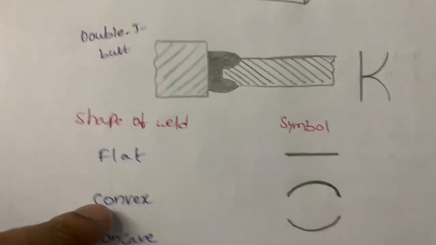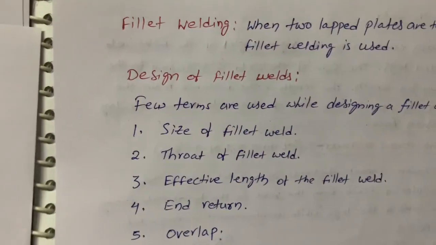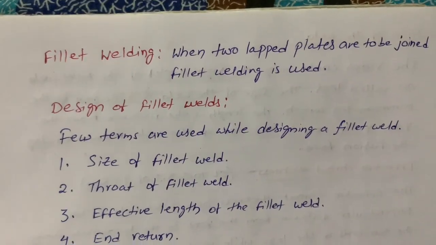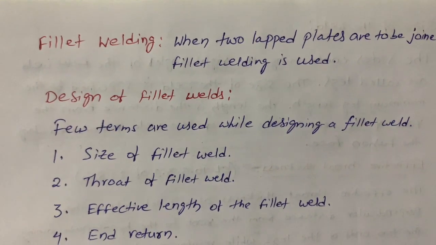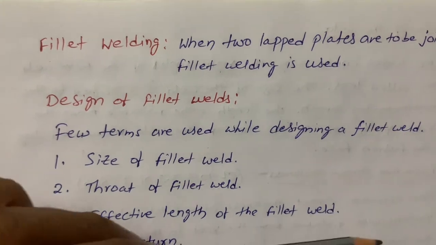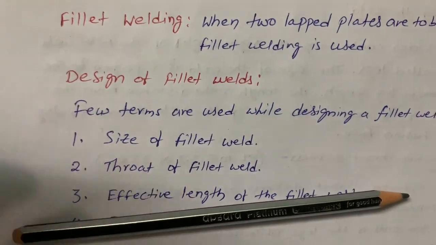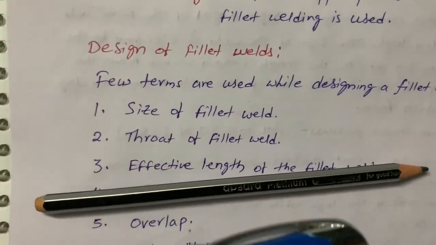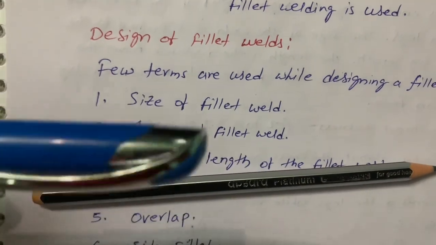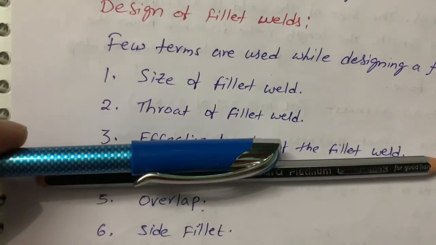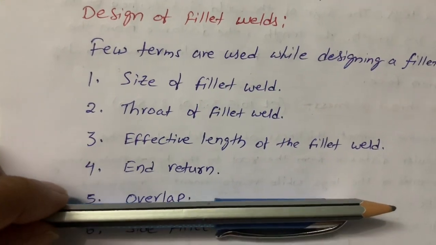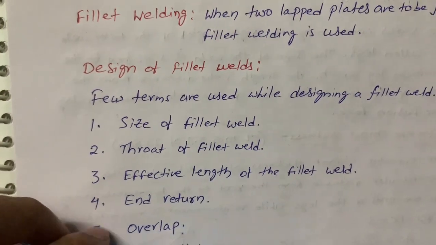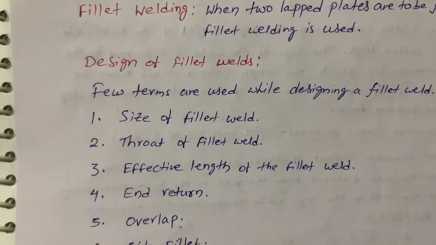First we are going to learn about fillet welding. Fillet welding is used when two lapped plates are to be joined. Two lapped means, suppose this is a steel member and this is another steel member, and we are going to connect these. Lapped means like a lap joint, and in that lap joint, we are going to connect by using welding.